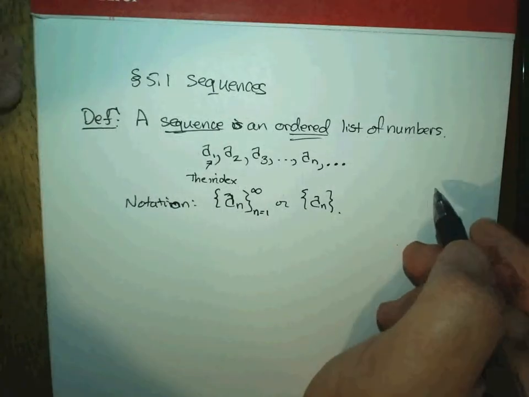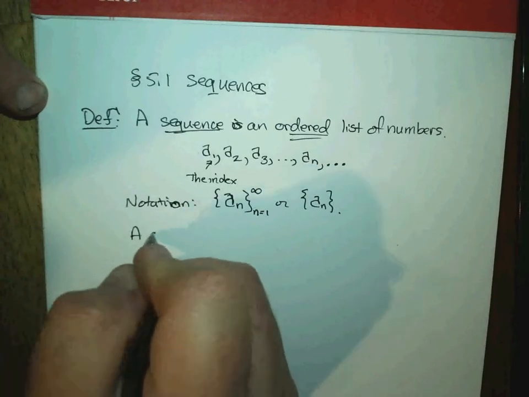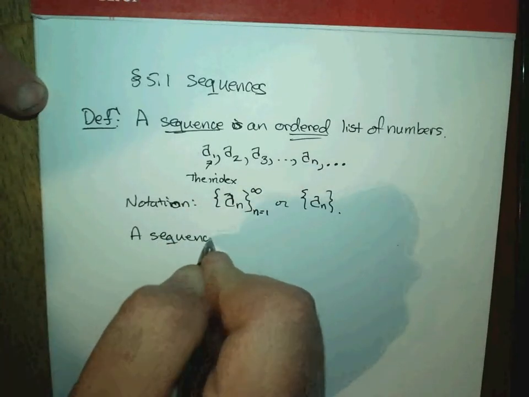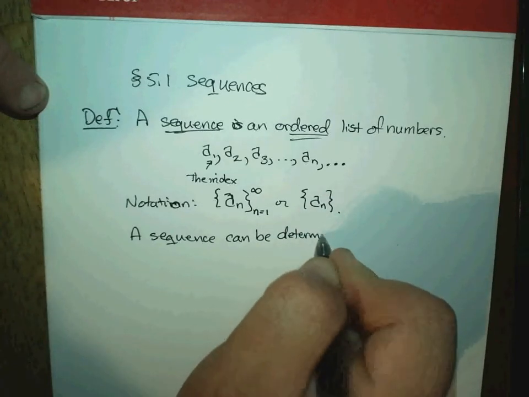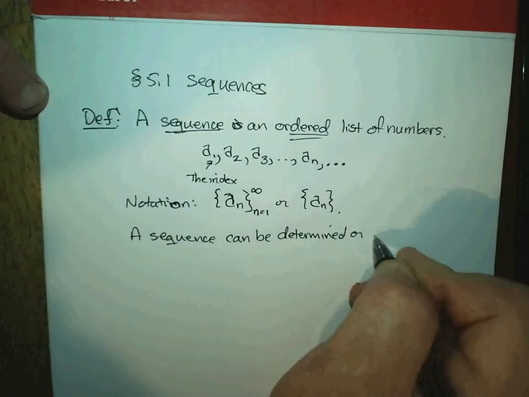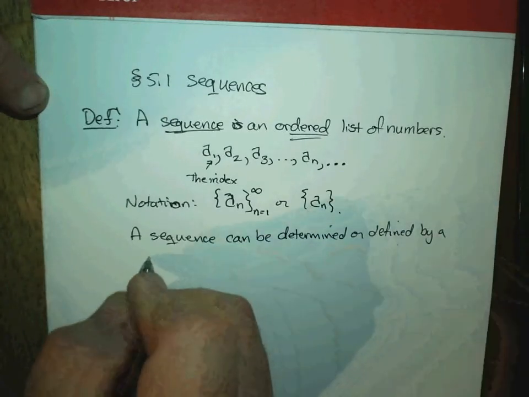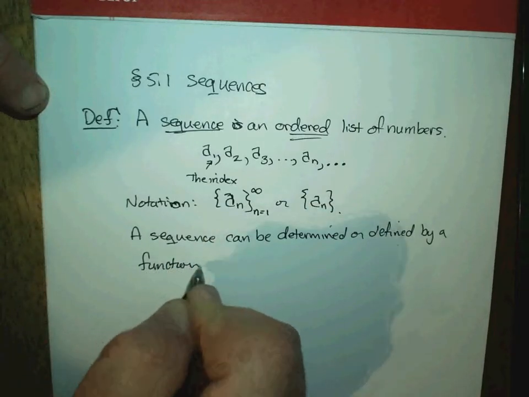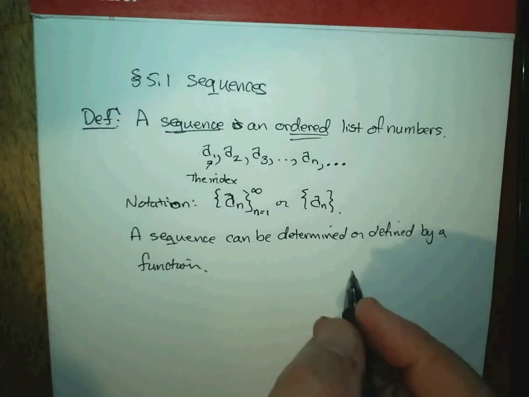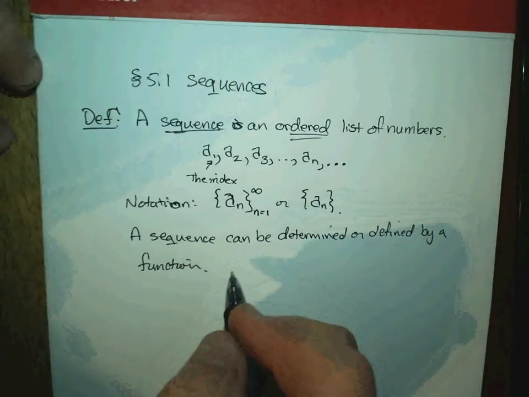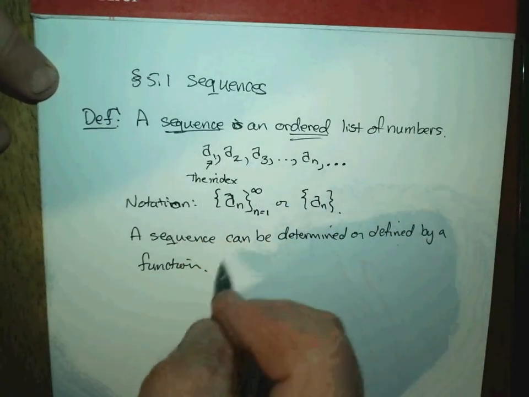Now we can think of this sequence actually as being a function. So a sequence can be determined, or you may say defined, by a function. Sometimes we'll call that the generating function for the terms of the sequence. And as the inputs to this function, we'll use the counting numbers, so the index values 1, 2, 3, and so on.